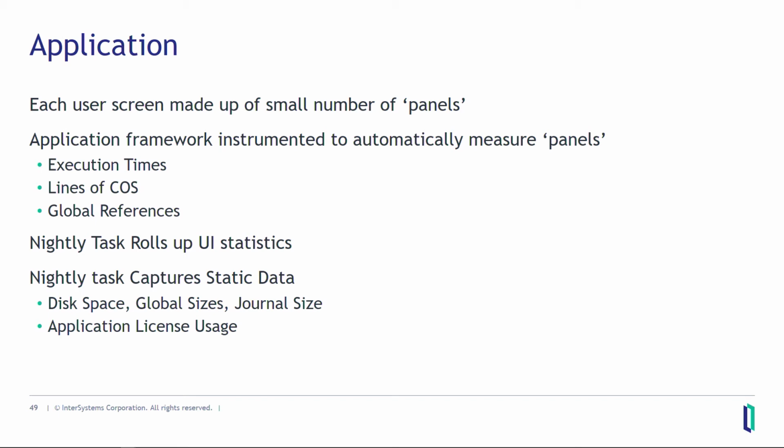The application framework itself is instrumented, so it captures information right down into there. Each screen is made up of a number of panels, and each panel is something meaningful to a user. It could be a floor plan, it could be a list of patients. It's list EMR, list my patients. They've got meaningful names, and it captures the details about that. It also has a nightly task that captures all the static data that I was describing earlier, which would be really nice if all applications did.